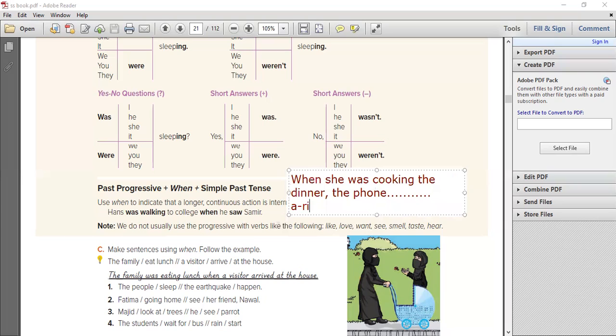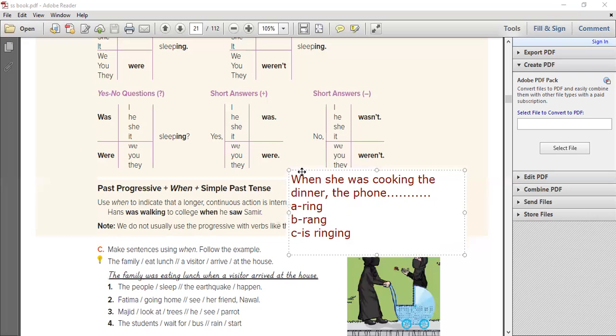A, ring. B, rang. C, is ringing. And D, to have. Which one do you think? I think it's B.